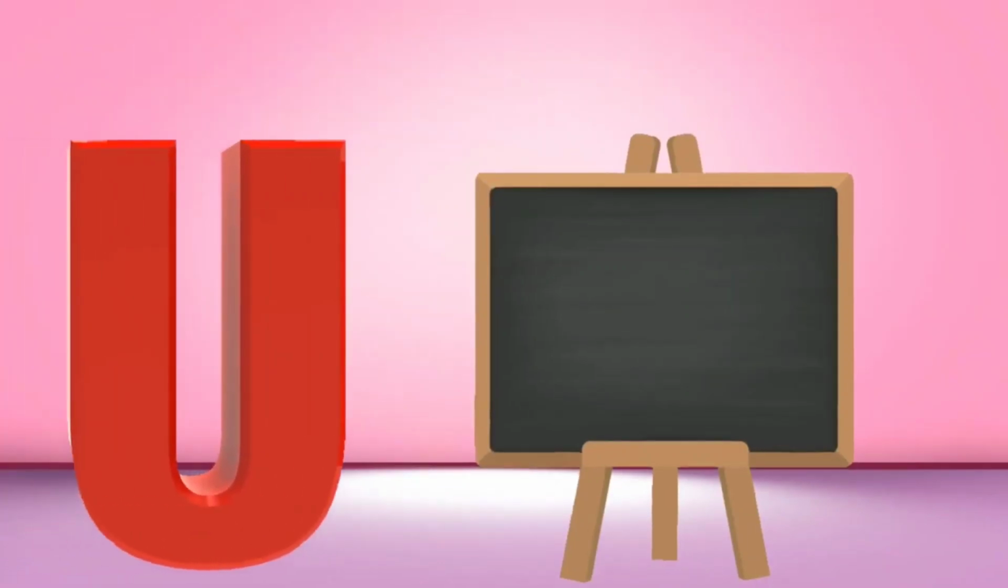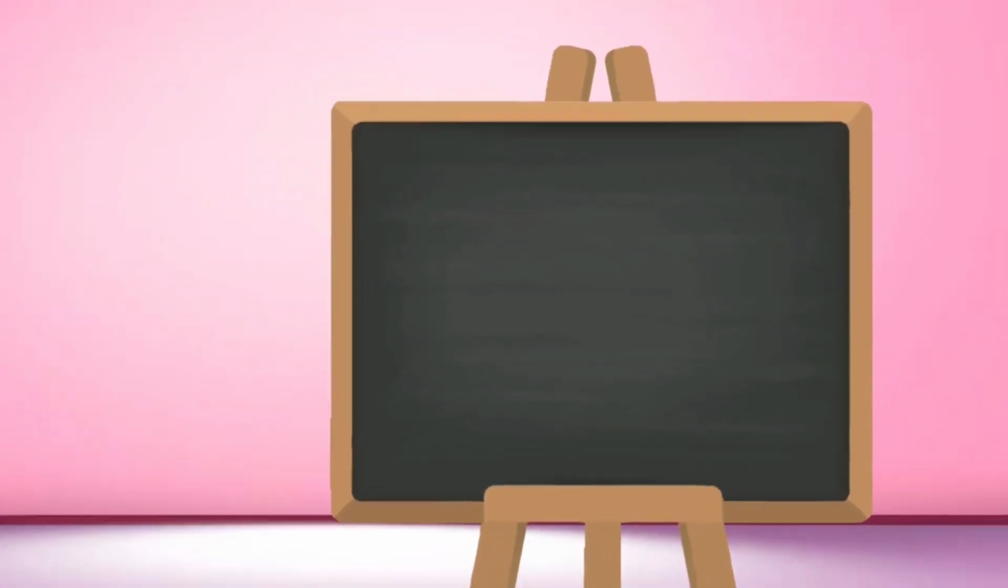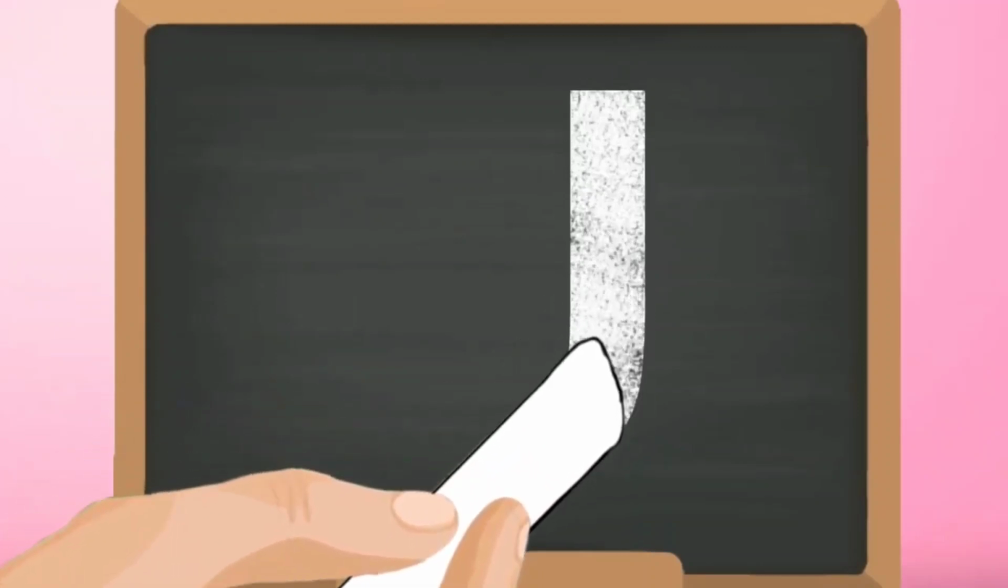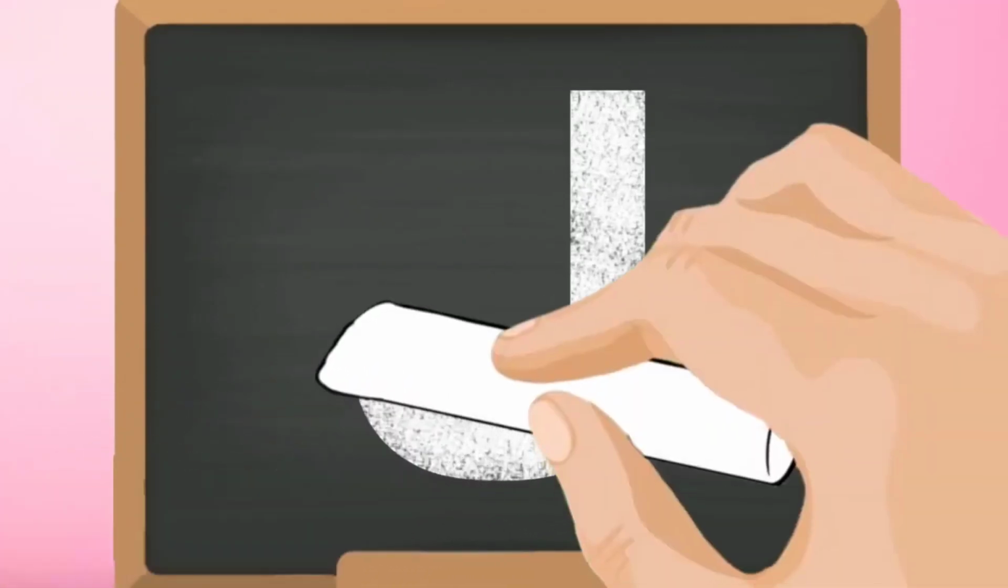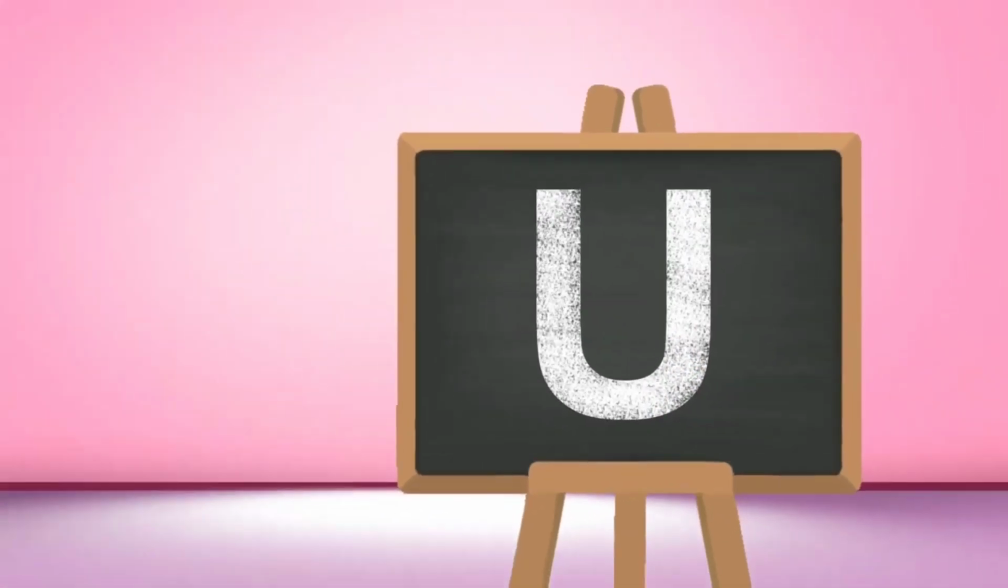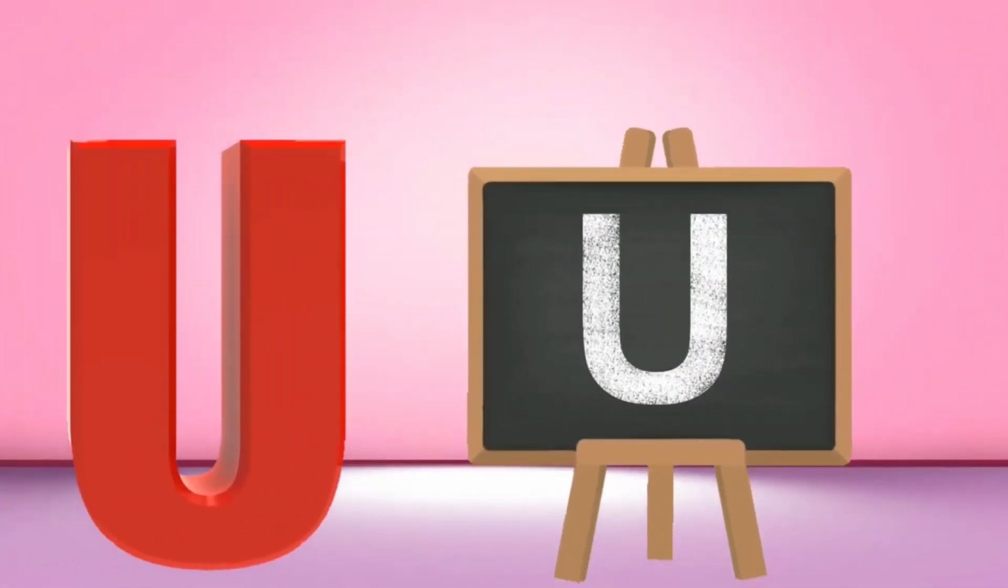U. Capital U. Start from the top and draw a standing line down. Then curve towards the right and keep going up to reach the top. Capital U.